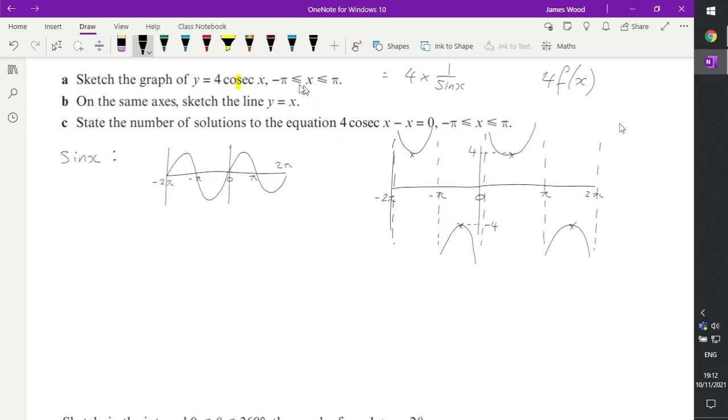Now, the question said to just plot it between minus pi and pi, so really we just want this section here, but I don't think they're going to penalise you for drawing too much of the graph. In part C, state the number of solutions to the equation 4 cosec x minus x equals 0. Well, actually, we forgot to do part B, but we could do them together. On the same axis, draw the line y equals x.